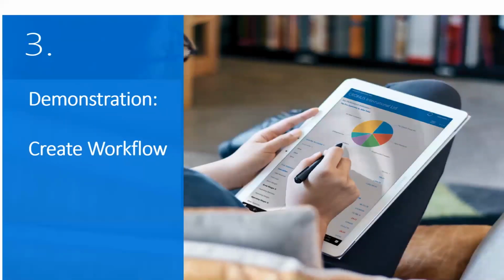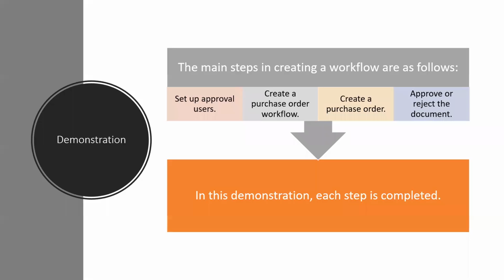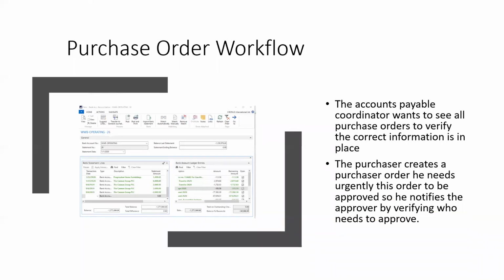Then we're going to create a workflow from scratch. We're going to be creating the users that will be approving, so that you have the complete insight of what we're going to be checking today. So what are we going to do? The main steps in creating a workflow are as follows. First of all, we set up the approval users. Then we create a purchase order workflow for today's demo as an example. In our first exercise, we're going to create a purchase order, and then see how we approve or reject the document. So we are going to complete all these 4 steps in this part of the demo, right?